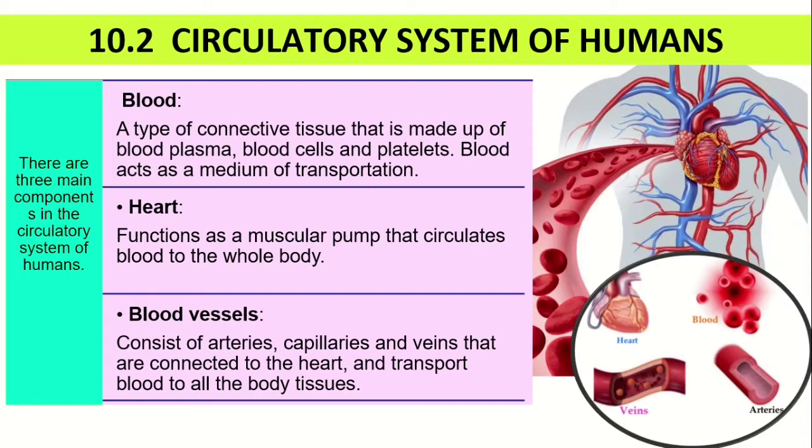The blood is a type of connective tissue made up of the blood plasma, blood cells and also platelets. The blood will act as a medium of transportation. The heart functions as a muscular pump to circulate the blood through the whole body. Meanwhile, the blood vessels consist of the arteries, capillaries and veins connected to the heart and then transport the blood through all the body tissues.